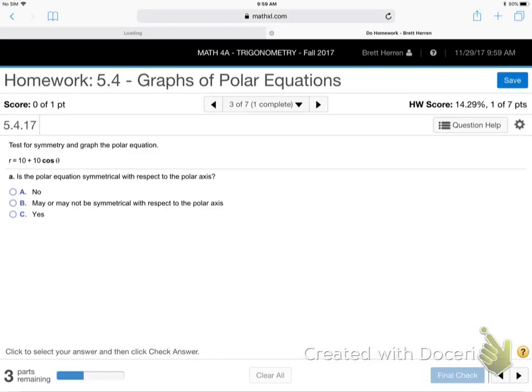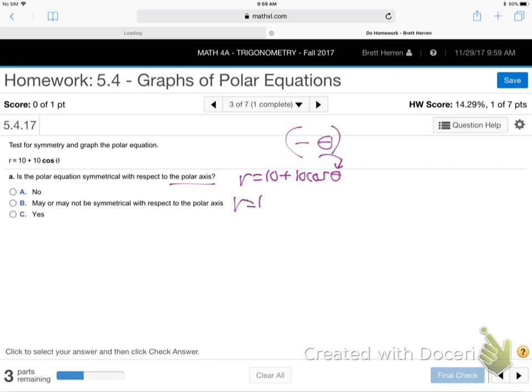So let's do symmetry. Let's go through that. Give it a try. First off, with that equation, r equals 10 plus 10 cos theta, the polar axis. First off, give that a polar axis. That's the x-axis. What do we plug in on that one? Negative theta. Plug negative theta in for theta.